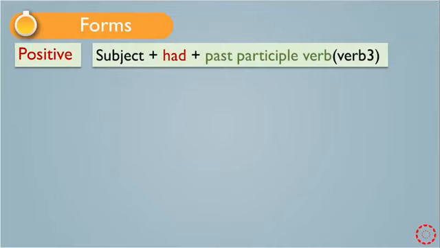What are the forms of past perfect? We start from the positive form. Look, at the beginning we have subject and then we have had. It means we should use the past form of the verb to have, which is had, and then we have past participle of the verb.